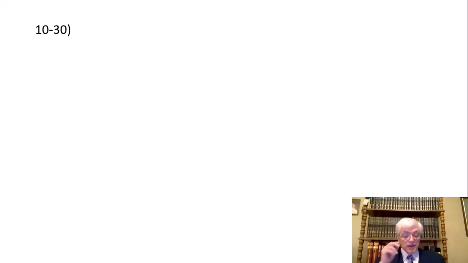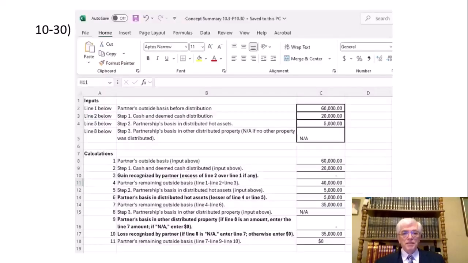Paula's basis in her partnership interest is $60,000. In liquidation of her interest, the partnership makes a proportionate distribution to Paula of $20,000 cash and inventory with a basis of $5,000 and a value of $7,000. No other property was distributed, so just the cash and the appreciated inventory. Assume that the partnership also liquidates. So this is a proportionate distribution. Paula's getting out, but so are all the other partners.